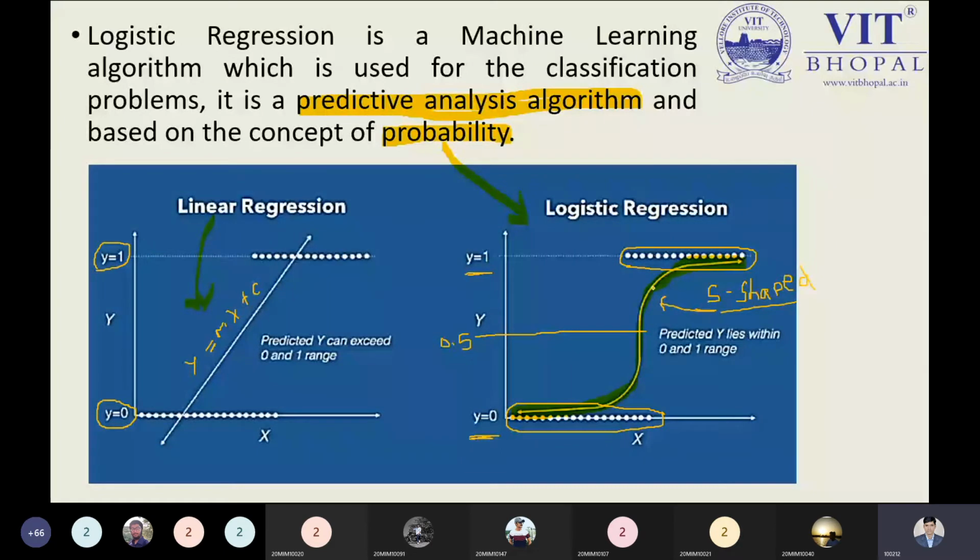Now, is this clear to all right now? This basic difference between linear regression and logistic regression, is it clear? Yes, tell me right now. Is the basic difference clear?